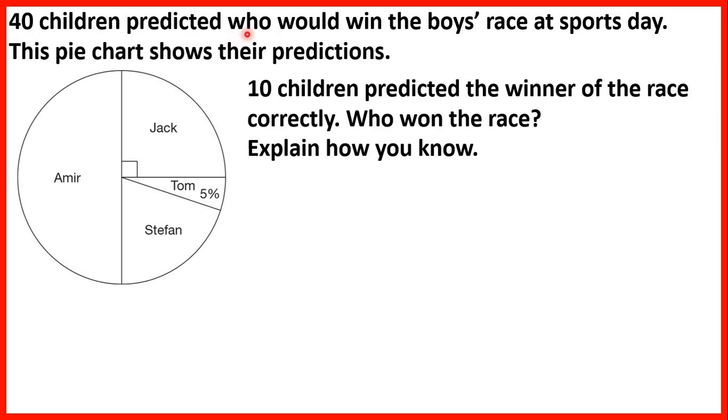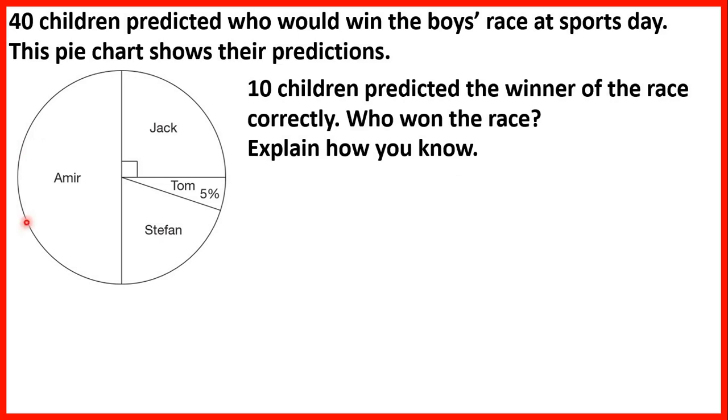40 children predicted who would win the boys' race at Sports Day. This pie chart shows their predictions. So the pie chart here shows the predictions for 40 children. 10 children predicted the winner of the race correctly. Who won the race? Explain how you know.